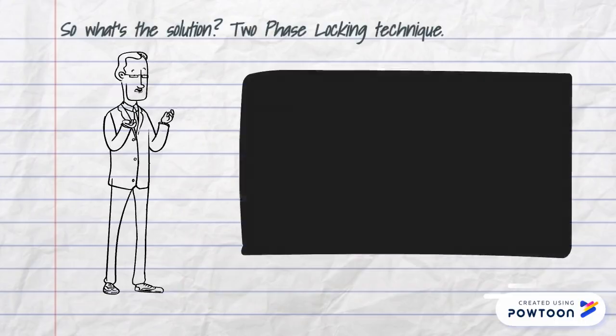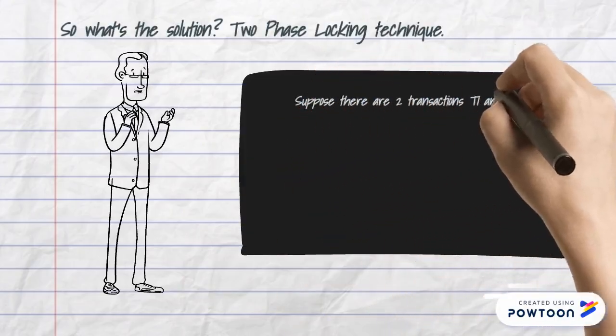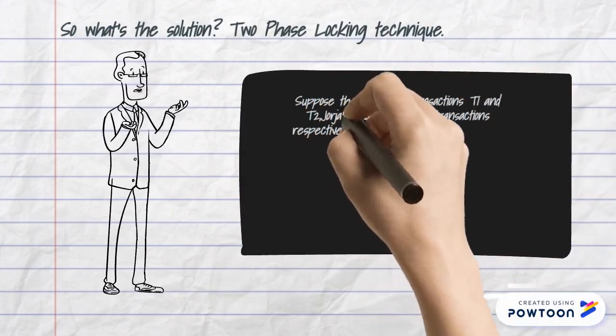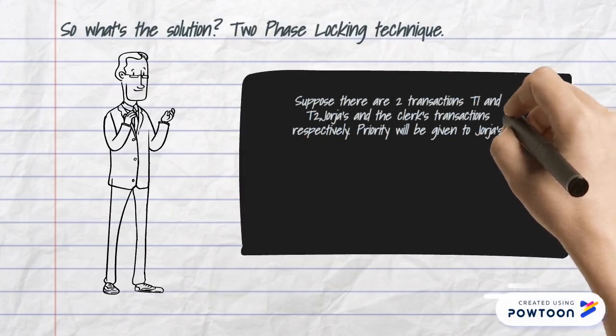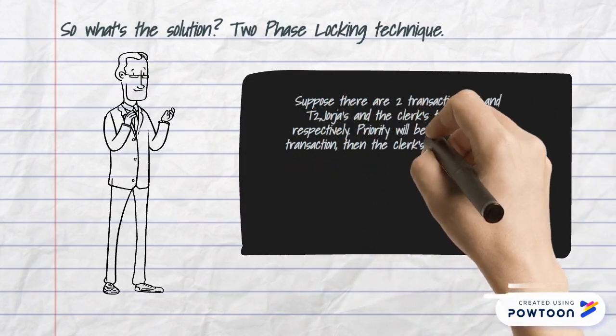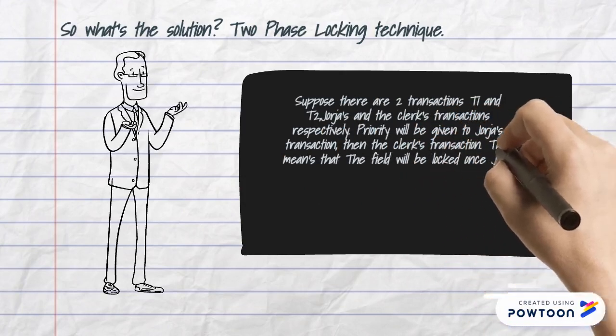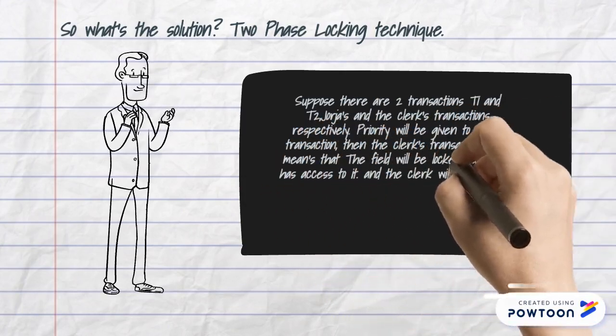Suppose there are two transactions T1 and T2, Georgia's and the clerk's transactions respectively. Priority will be given to Georgia's transaction, then the clerk's transaction. This means that the field will be locked once Georgia has access to it, and the clerk will have to wait till Georgia is done with the field.